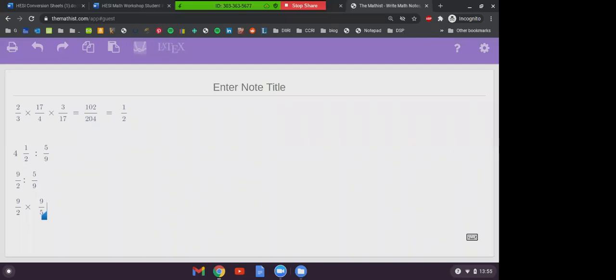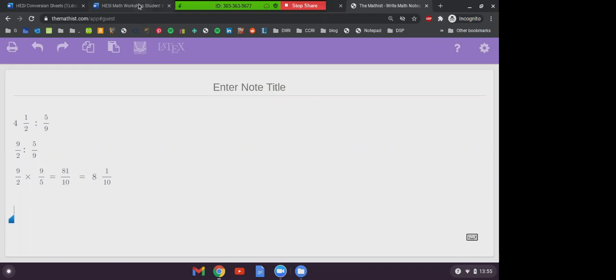Okay, always. Okay, so then we just multiply. 9 times 9 is 81. 2 times 5 is 10. And then we say how many 10s fit in 81? 8. And then 1 left over. Okay, so 8 1/10. Okay, so keep, change, flip.